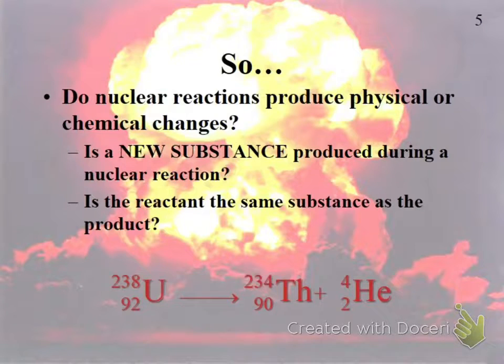Nuclear reactions produce physical or chemical changes. What do you think? Is it a new substance? Is the reactant the same? Does it follow the law of conservation of mass? All these questions, and the answer is yes to all of it, except for the law of conservation of mass. It doesn't strictly obey the law of conservation of mass, and that is because we are messing around with the nucleus. All other chemical reactions that we have only deal with the electrons. Electrons are being transferred or shared. But in a nuclear reaction, we are changing the nucleus. So we have to balance them a little bit differently.